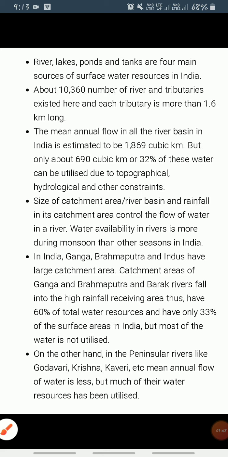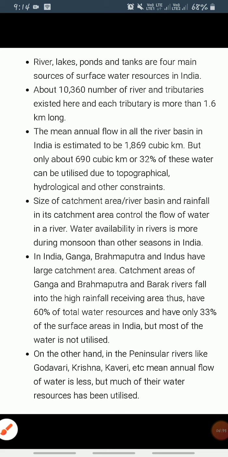Clear? The mean annual flow in all the river basins in India is estimated to be 1,869 cubic kilometers. However, due to topographical, hydrological and other constraints, only about 690 cubic kilometer, or we can say 32% of the available surface water can be utilized. Water flow in a river depends on the size of its catchment area or river basin and rainfall within its catchment area. We already discussed these things in class 11th also. Precipitation in India has very high spatial variation and it is mainly concentrated in the monsoon season.